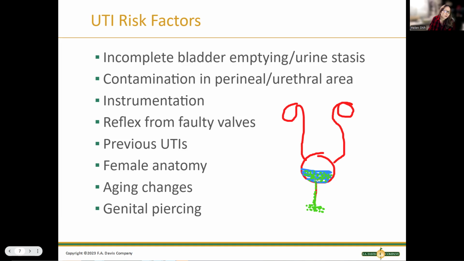Reflux from faulty valves: you have what's called sphincters at the base of the bladder, which allow the bladder to open into the urethra in order to let pee out. If something is wrong with these sphincters, either they may not open enough to allow urine to come out, in which case you end up with urinary retention, or these valves are opening all the time. That gives the normal flora more opportunities to climb up the urethra, get into the bladder, and have access to urine.